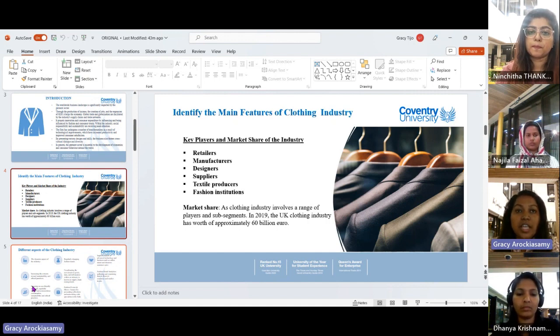In 2019, the clothing industry was worth approximately 60 million euros. In market share, due to the COVID pandemic, the retailers and manufacturers faced various challenges like disruption in the supply chain and changes in customers' preferences that affected the market level. Despite all these challenges, the clothing market is continuously growing, which leads towards growth and development.